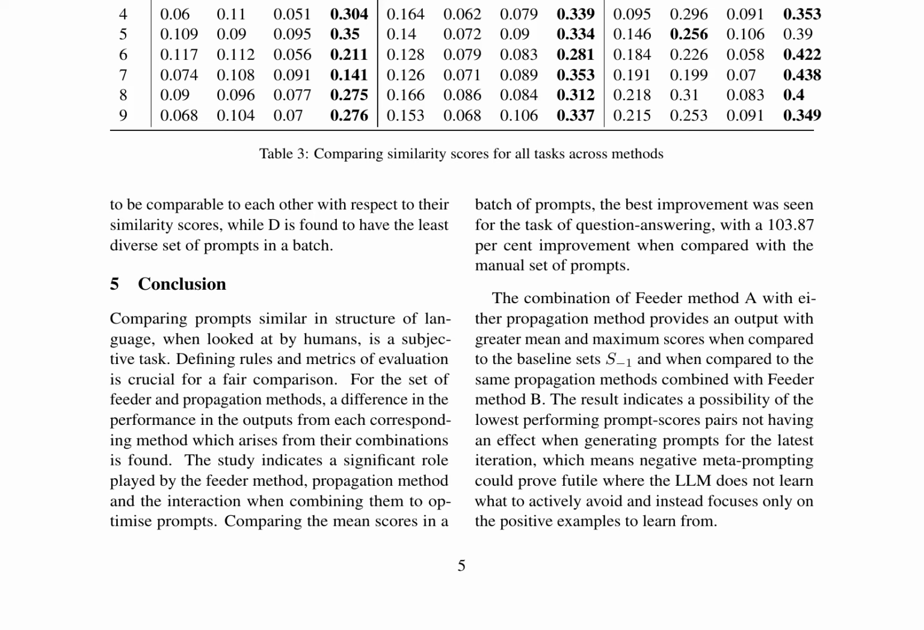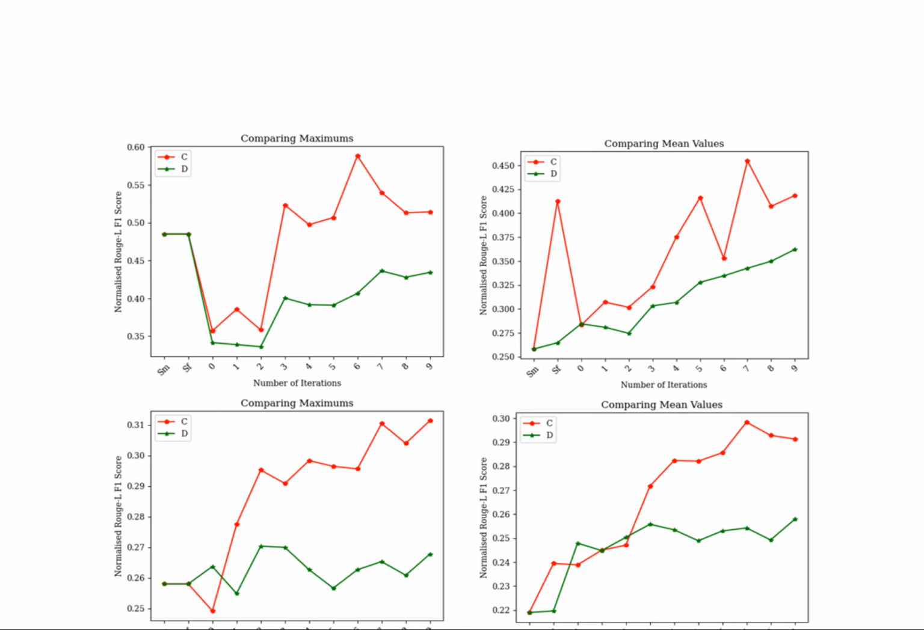The results are visualized through figures, showing the mean scores and similarity scores over iterations for each task. The experiment concludes that method C is the most effective at optimizing prompt templates. Future work could involve extending the study to multiple language models and different combinations for a more generalized result.